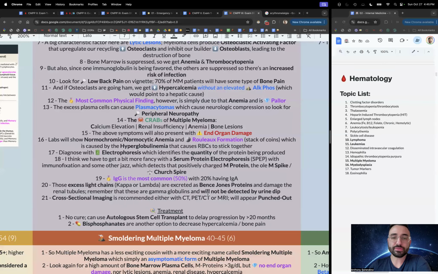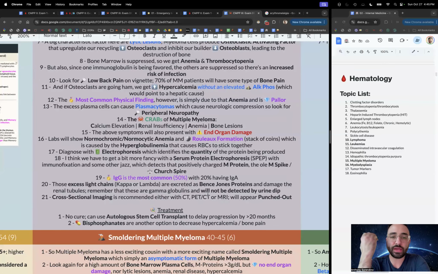Then we have the CRAB of multiple myeloma. So it's calcium elevation. So we talked about why. Renal insufficiency, because it wreaks havoc on your kidneys. Anemia, obviously, and then bone lesions. That's easy enough to remember. The above symptoms will also present with end organ damage. Okay, so look for like AKIs.